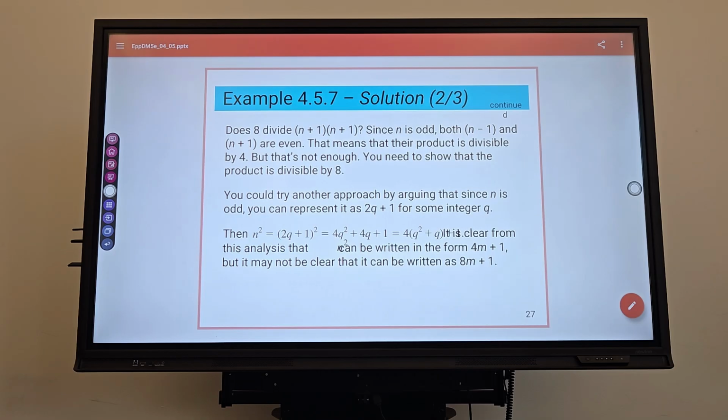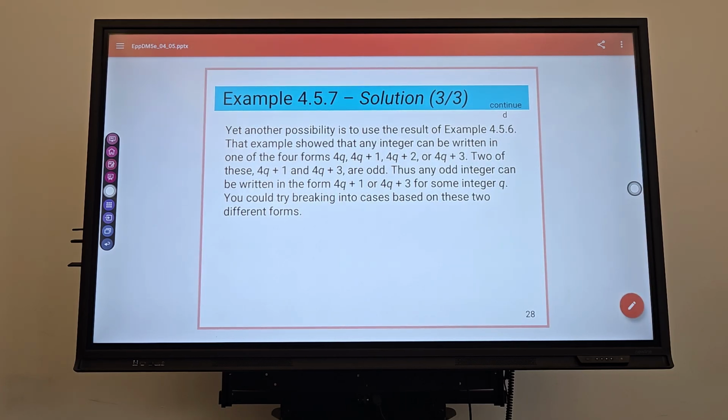You could try another approach by arguing that since n is odd, you can represent it as 2q plus 1 for some integer q. Then n squared equals (2q plus 1) squared, which is equal to 4q squared plus 4q plus 1, which is equal to 4 times (q squared plus q) plus 1. It is clear from this analysis that n squared can be written in the form of 4m plus 1, but it may not be clear that it can be written as 8m plus 1.